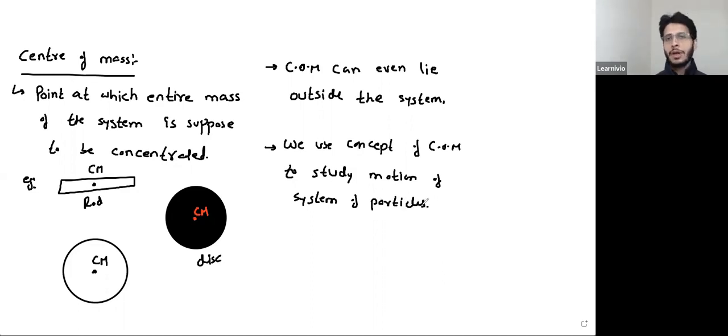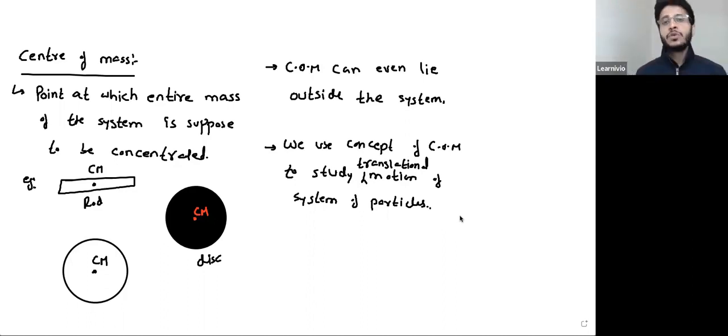So if you have a system having n particles, then its motion can be studied using this concept of center of mass. Which type of motion? Translational motion. Straight line motion. So the concept of center of mass doesn't help in rotation. It only helps in translational motion. Now, this is center of mass. So center of mass is just a point.